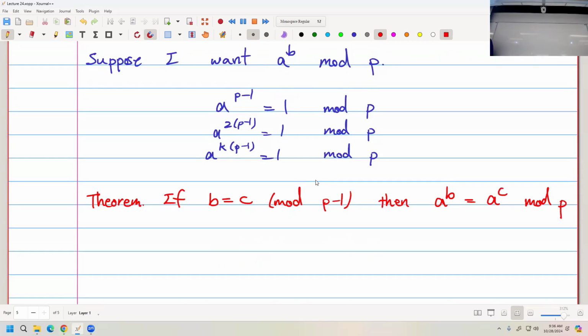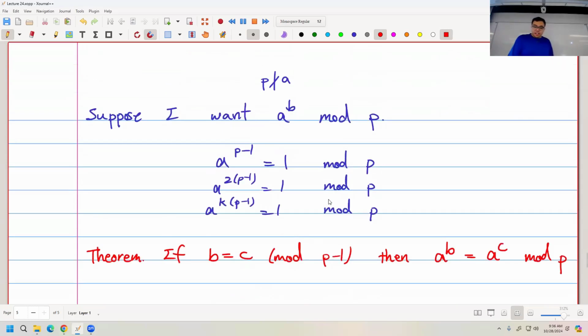So this is now kind of a faster algorithm for modular exponentiation. Because when I want to find A to the power of B modulo P, I can first make B much smaller. I can make sure that B is at most P minus 1. Right, so I just take the remainder of B modulo P minus 1. And then I calculate A to the power of that remainder using the same algorithm that I had. Okay.